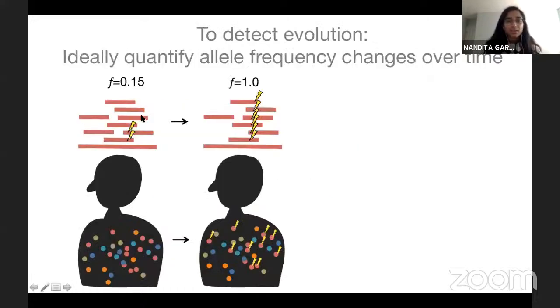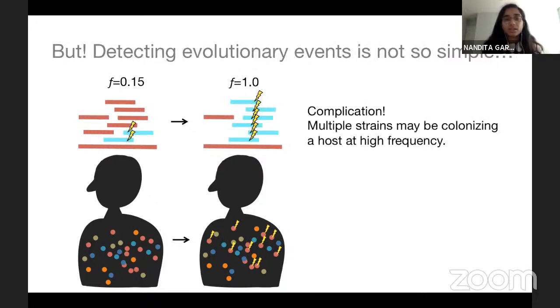So ideally, to quantify evolution, once we map those reads, we'll then identify allele frequency changes from low to high. But this is actually harder than it looks. A complication is that there could be multiple strains colonizing a host at high frequency, and the fluctuation of those strains could generate signatures of allele frequency changes that can be confused with evolution. So let me expand on this point a little bit further because it's fairly important.